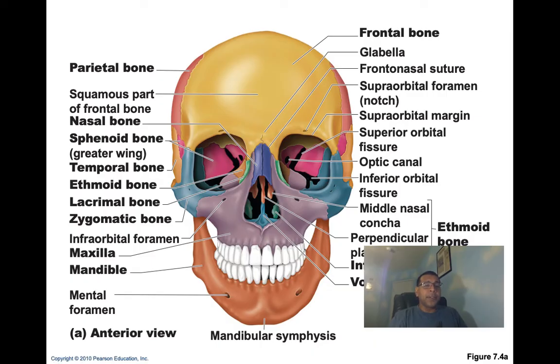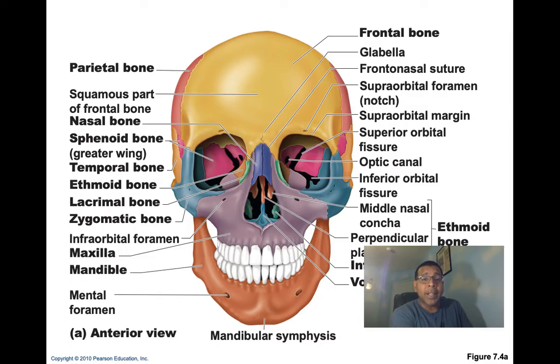Then we have the infraorbital foramen. The infraorbital foramen is located inferior to the eye sockets, so below the eye sockets. It'll contain the infraorbital artery and nerve. It'll allow the infraorbital artery and nerve to pass. Then the maxillary sinuses we'll have here as well in the thicker part of the bones.